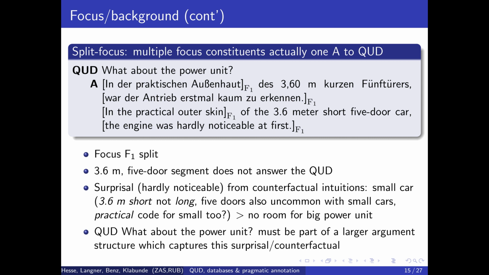The point here is, if you have this QED, what about the power unit, which the assertion is clearly trying to answer, you get the sense that there must be higher QEDs representing this argument about why it is counterintuitive that this car has a very powerful engine given its size. So you get the sense that there must be more structure to this.